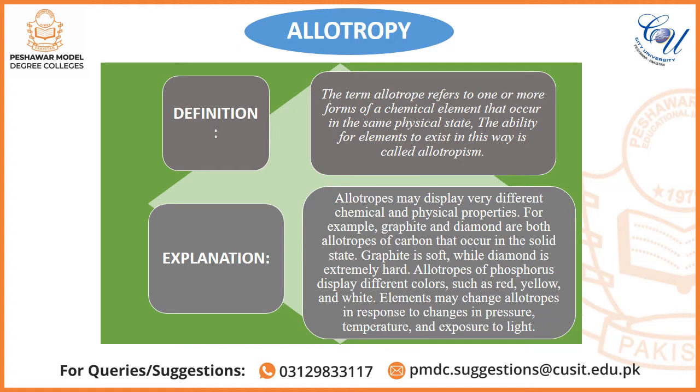Explanation: allotropes may display very different chemical and physical properties. For example, graphite and diamond are both allotropes of carbon that occur in a solid state. Graphite is soft while diamond is extremely hard. Allotropes of phosphorus display different colors such as red, yellow, and white. Elements may change allotropes in response to changes in pressure, temperature, and exposure to light.